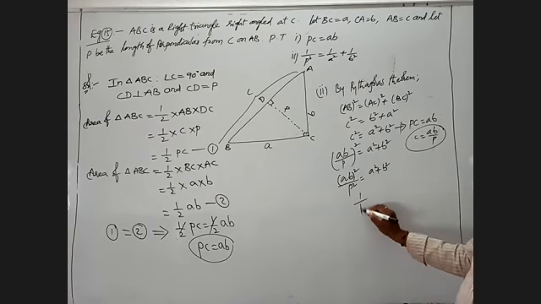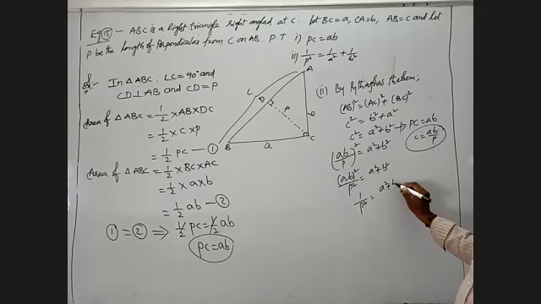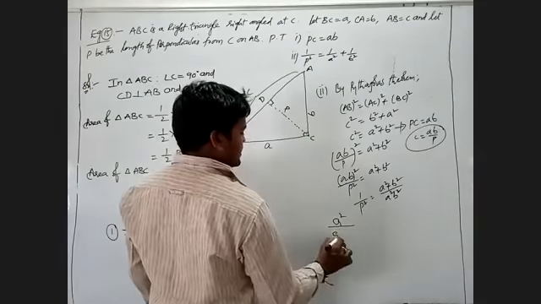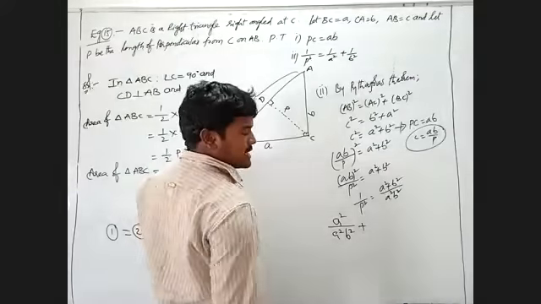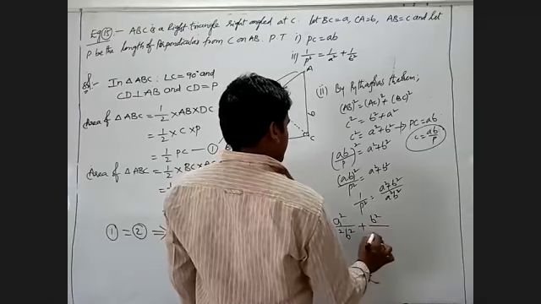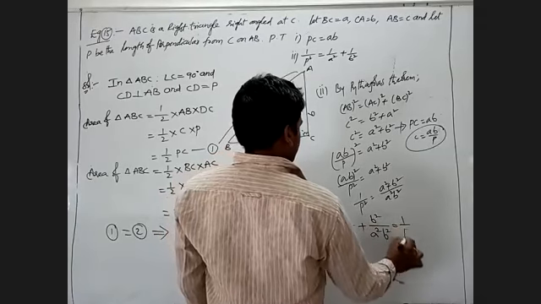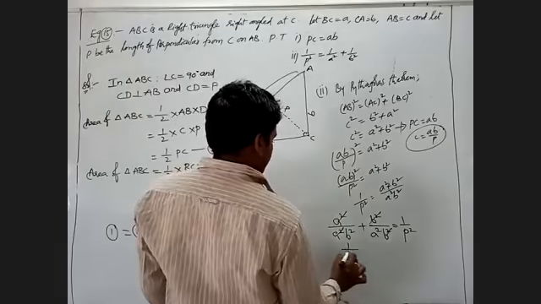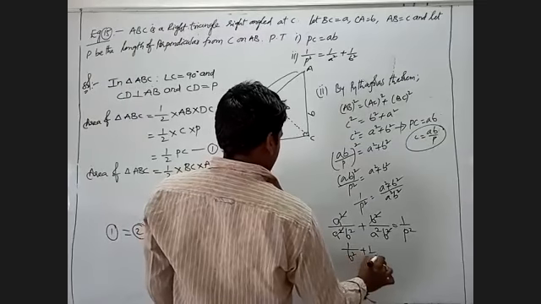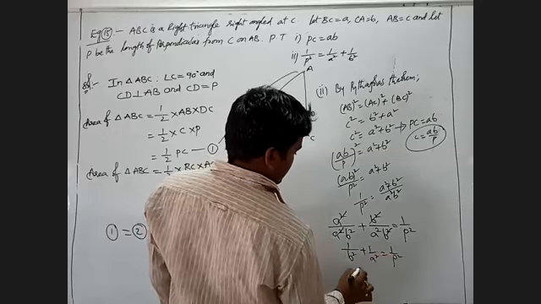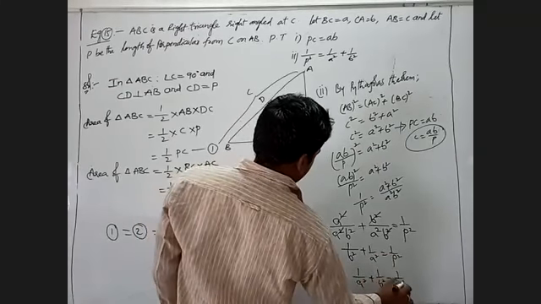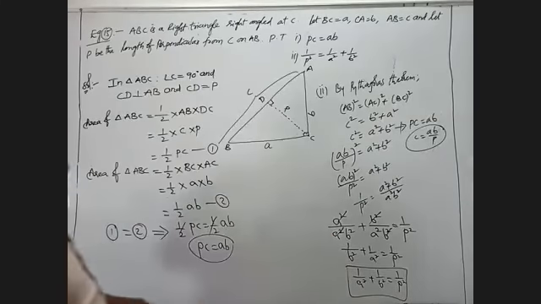I will write 1 by p square is a square plus b square by a square b square. The entire fraction we will divide as a square by a square b square plus b square by a square b square, which is 1 by b square plus 1 by a square. So 1 by p square is 1 by a square plus 1 by b square. This is the proof of the given theorem.